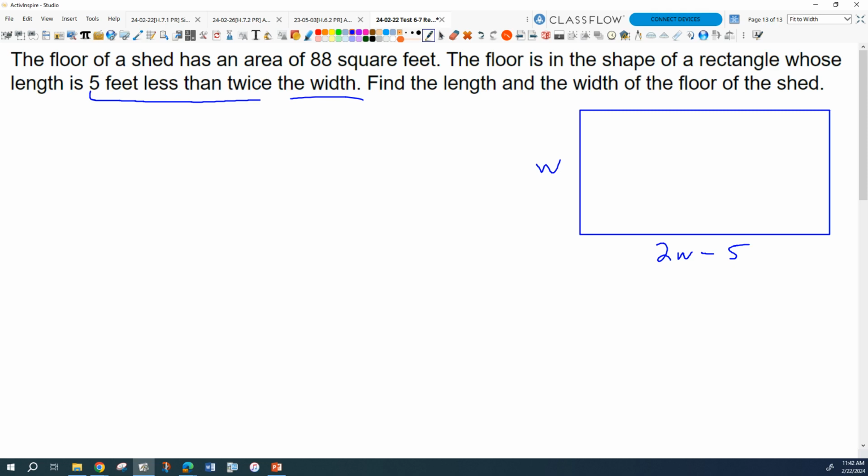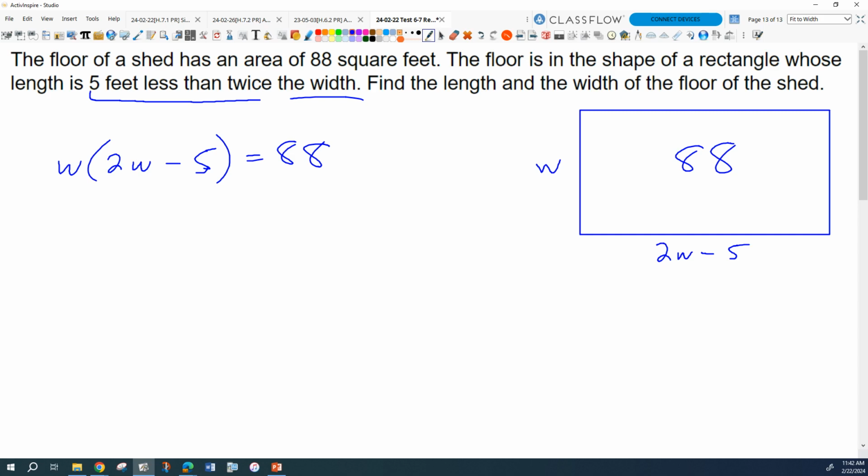If the area of this whole thing is 88, how can I translate that into an equation? Okay, but how do I calculate the area of a rectangle? Good. So I've got to multiply those two things. So W times 2W minus 5 equals 88. So now I can flip into algebra mode. I've got an equation that I can solve.